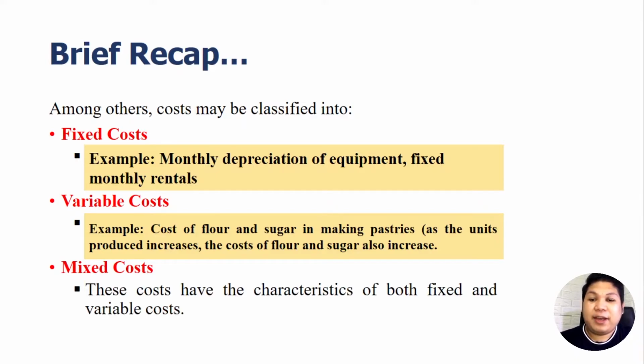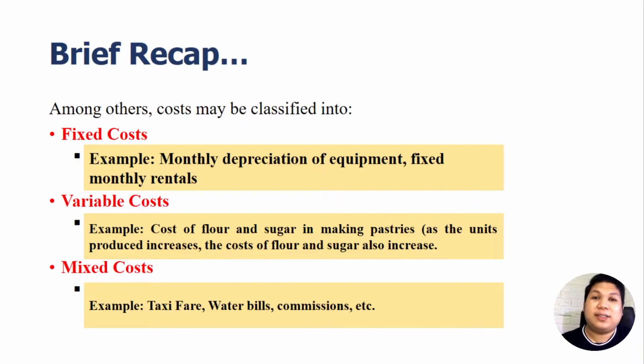On the other hand, mixed costs are costs which have the characteristics of both fixed and variable costs. Examples of these costs are the taxi fare, the water bills, and commissions, and others. Okay, so our discussion in this video will focus on these three costs.